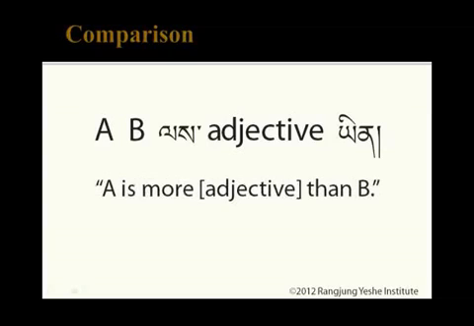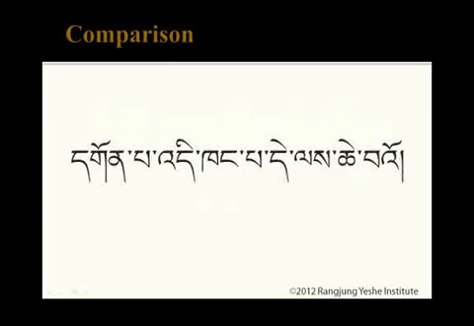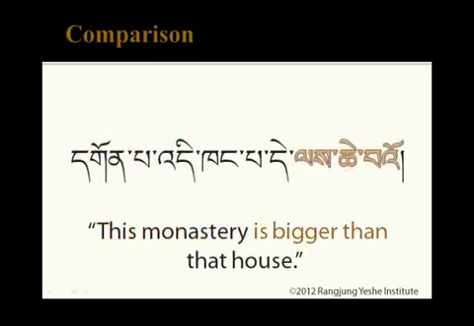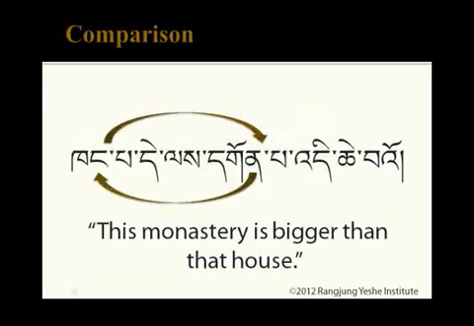Let's look at an example. Gompa di kangpa de le chewao. This monastery is bigger than that house. The thing to which something is being compared is marked by the source particle. In this case, the monastery is being compared to the house, so kangpa de is marked by the source particle. We can rearrange the words in this sentence and it has the same meaning.